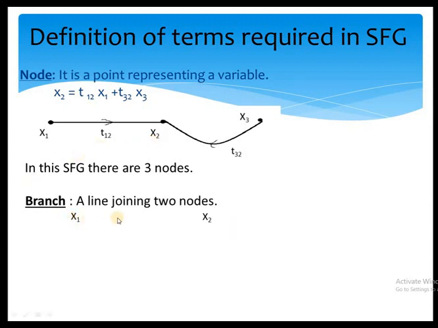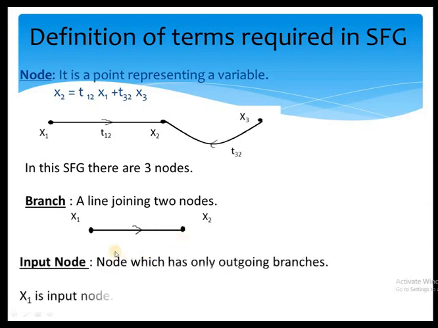Previously we discussed that a branch is a line joining between two nodes. X1 and X2 are joined with a line here, and the arrow mark is from X1 to X2. And the next definition is input node. A node which has only outgoing branches. Input node is nothing but a node which has only outgoing branches.